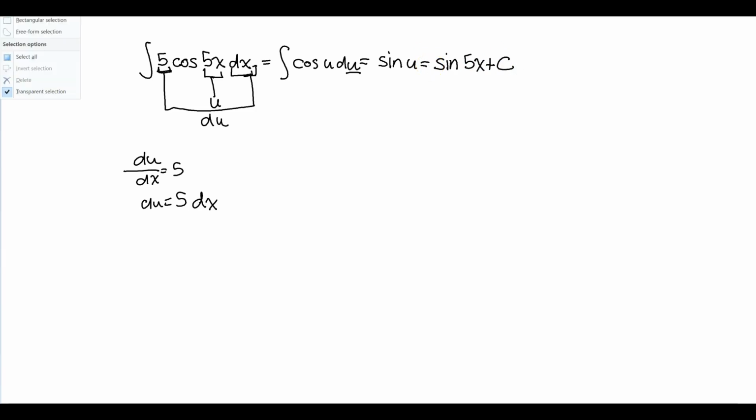Now, not everything is this perfect, unfortunately. Okay? Let's look at this function. What about x times the square root of x cubed plus 1? So very similar to an integral that we did in this video, except x squared is missing its coefficient.